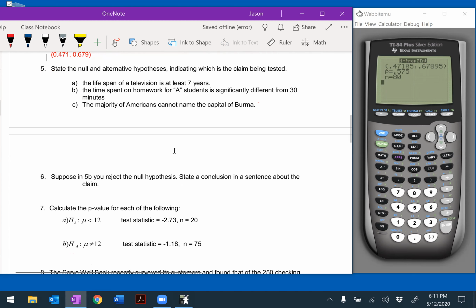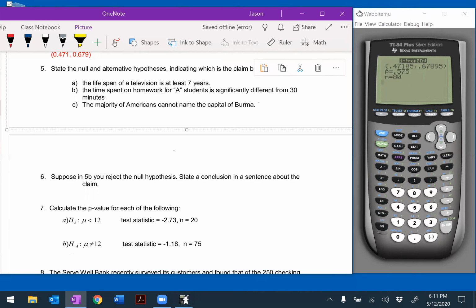Okay, state the null and alternative hypotheses indicating which is the claim being tested. The lifespan of a television is at least 7 years. So what's being tested here, mean or proportion? The lifespan of a television is at least 7 years. That's going to be the mean. So H0 is that the mean, mu, is equal to 7. The alternative is that it's going to be less than 7.